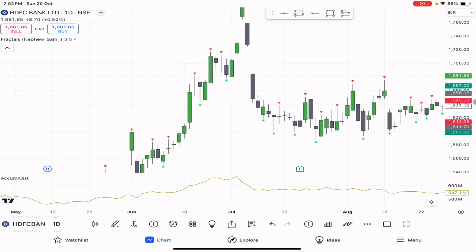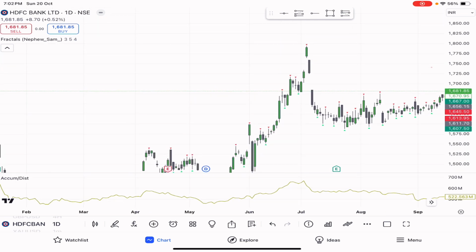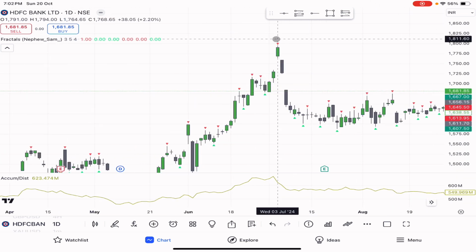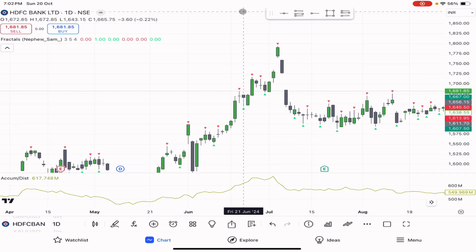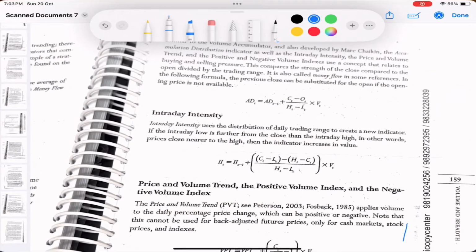Here also you look. Just a second, my TradingView isn't working. Yeah, here you can see it literally opened this high, and then there was a lower high created, and then there was a downfall from there on. So that's how powerful these indicators really are.